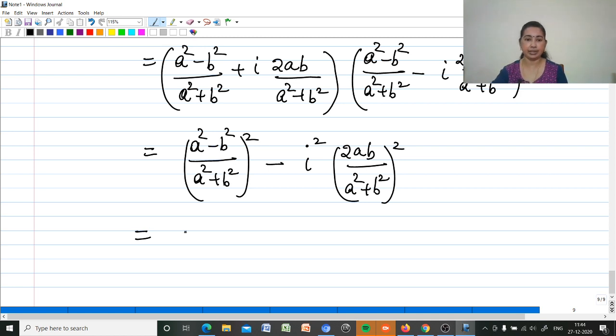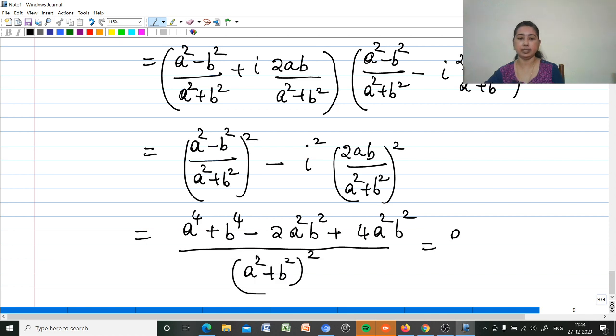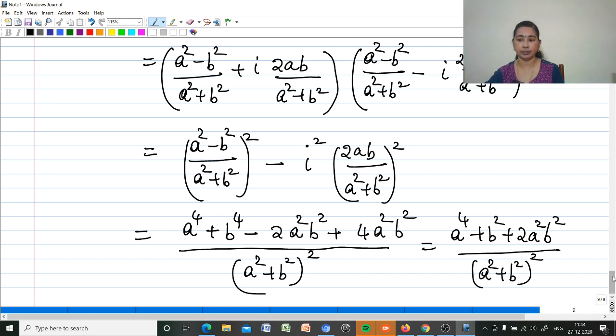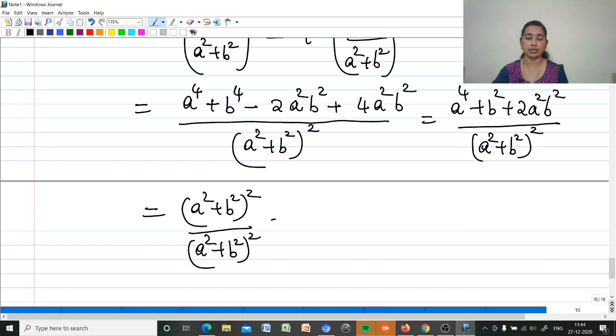So now expanding this, we get a^4 + b^4 - 2a^2b^2, and here plus 4a^2b^2, whole divided by (a^2 + b^2) whole square. Now what happens to the numerator? It is a^4 + b^4 + 2a^2b^2, divided by (a^2 + b^2) whole square. So the numerator is the same as the denominator, because this is (a^2 + b^2) whole square, and the denominator is also (a^2 + b^2) whole square, which is equal to 1.